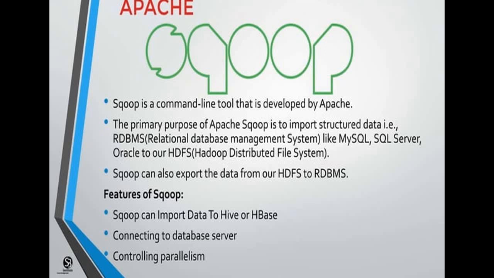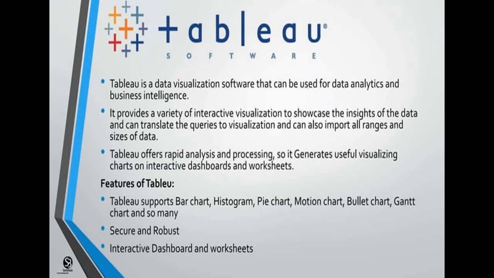Apache Sqoop. Sqoop is a command line tool that is developed by Apache. The primary purpose of Apache Sqoop is to import structured data, that is RDBMS like MySQL, SQL Server, Oracle, to our HDFS, Hadoop Distributed File System. Sqoop can also export the data from HDFS to RDBMS. The features of Sqoop: it can import data to Hive or HBase, connect to database servers, and control parallelism.